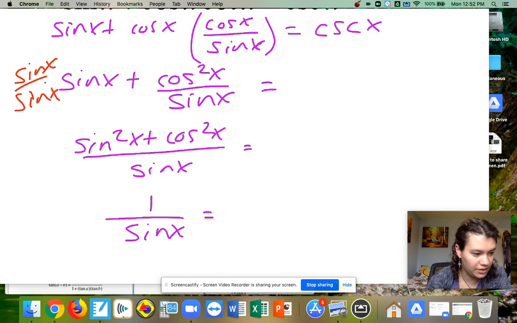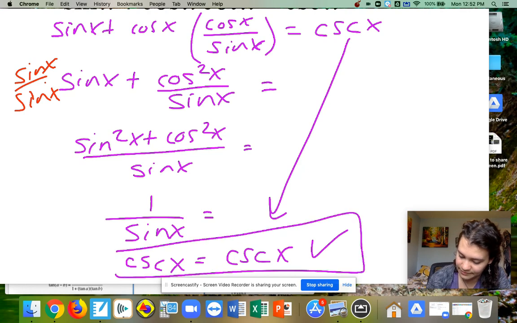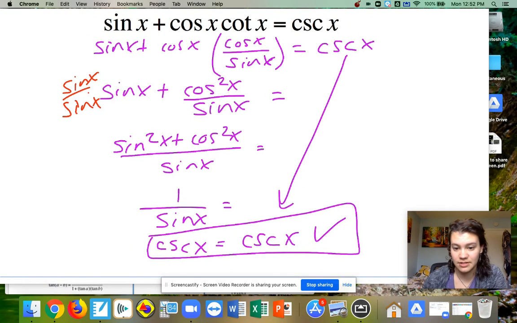Using your sheet again, you can look at the reciprocal identities and you get cosecant of x here, which is the same as what we wanted. So you're done. You've verified it. You've shown that this is true. You do get what you want to get.